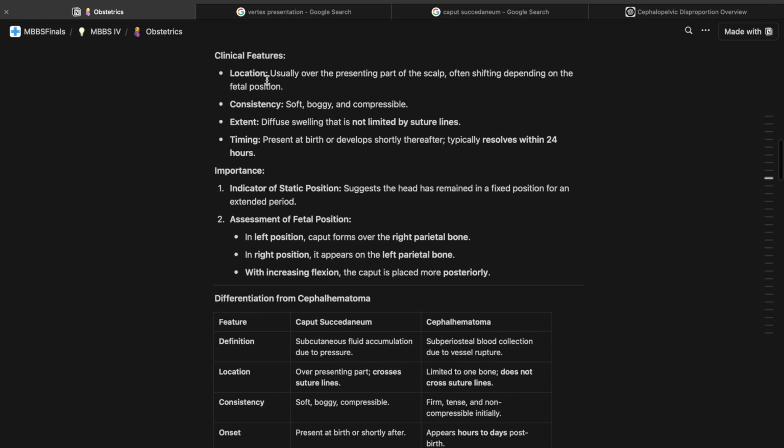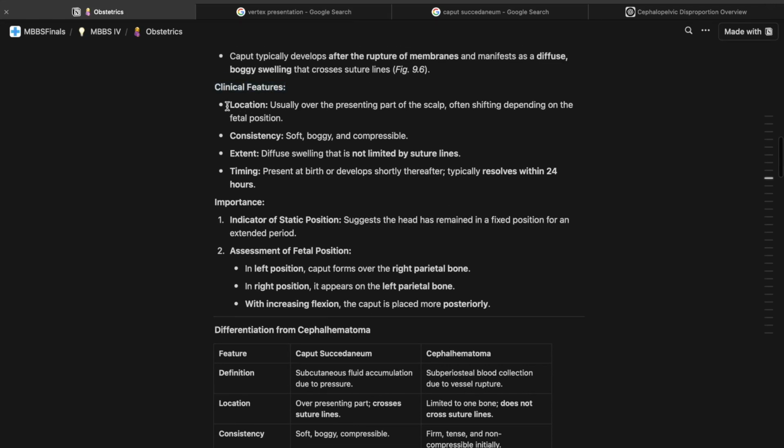Next, coming to clinical features: location, consistency, extent, timing.